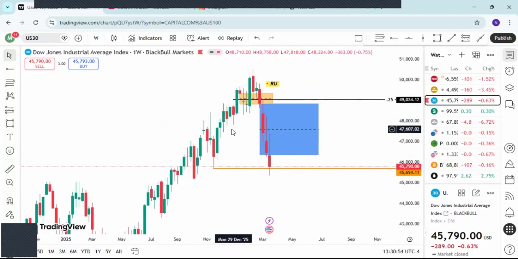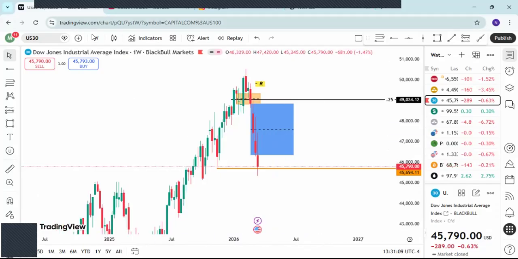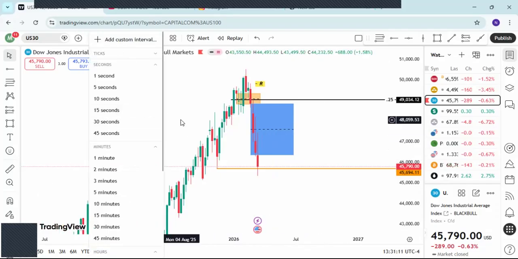So what are you going to anticipate here? No bodies at all here. You're anticipating no bodies at all here. Even if it comes back a bit, nothing here, literally nothing. Let's go on the daily.